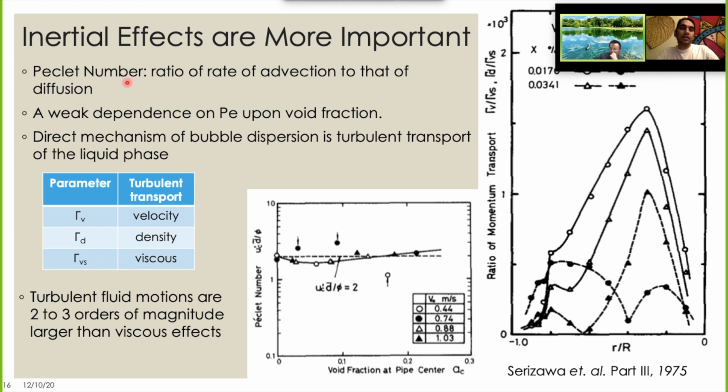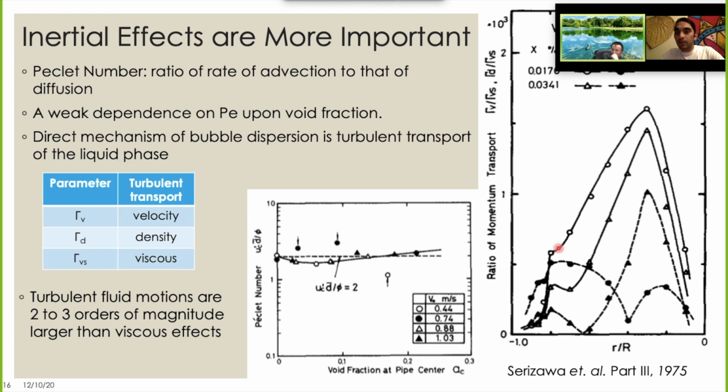So as I mentioned, the Peclet number is the ratio of advection to that of diffusion, and in this paper in 1975 they plotted the Peclet number, which basically for various void fractions was equal to 2. So this represents that there's a weak dependence on the Peclet number, but the Peclet number is still more than 1. So the direct mechanism for bubble dispersion is actually turbulent transport of the liquid phase.